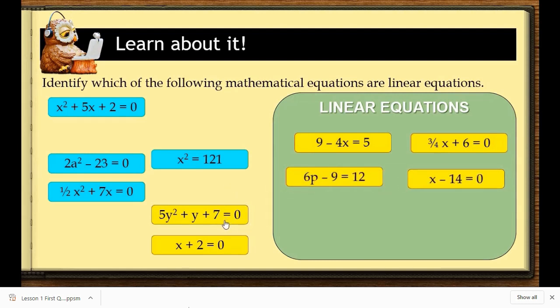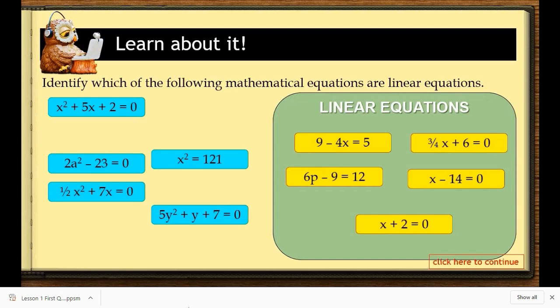How about 5y squared plus y plus 7 equals 0? It is not a linear equation. And the last one is a linear equation. If the set of equations inside the box is linear, how about the other set to the left? What do you call this kind of equations? Did you observe something? How do they differ?